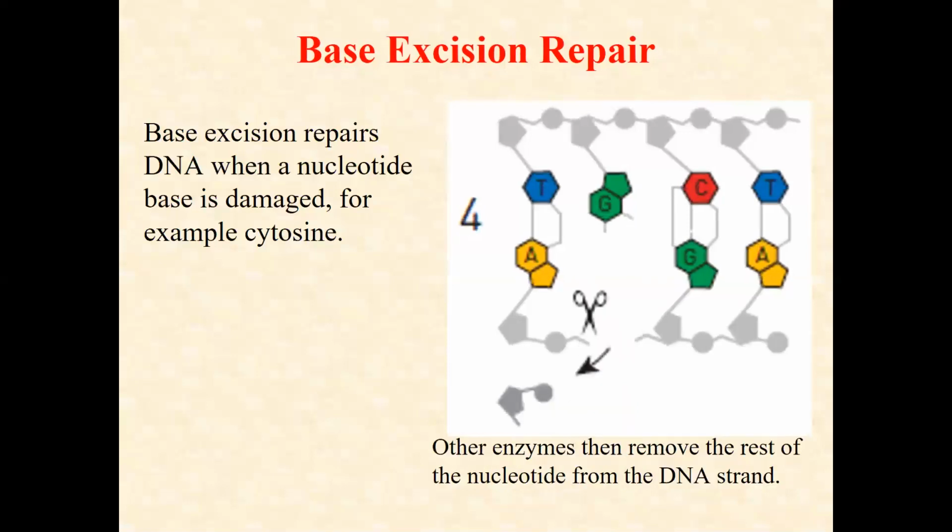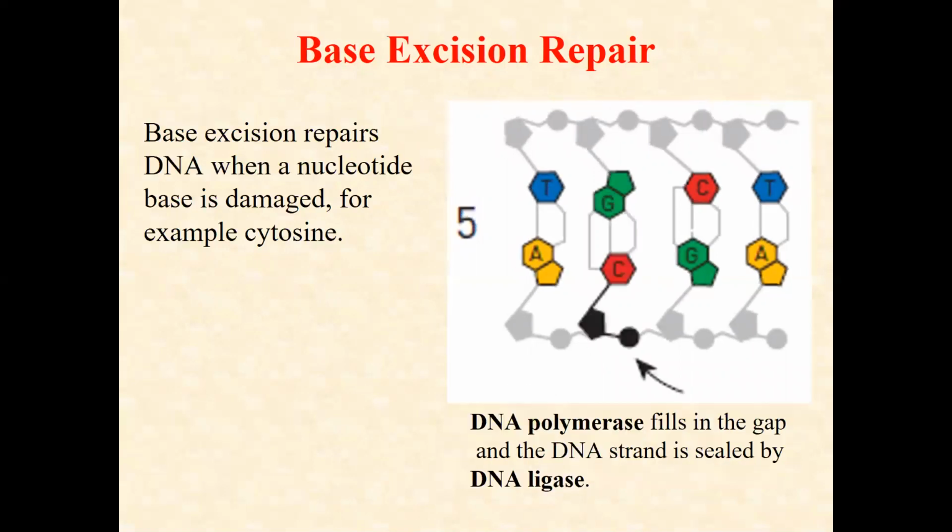Then the backbone is removed by other enzymes. The DNA polymerase enzyme fills the empty space with a new cytosine. Lastly, an enzyme named DNA ligase seals the DNA backbone and no evidence of the damage remains.